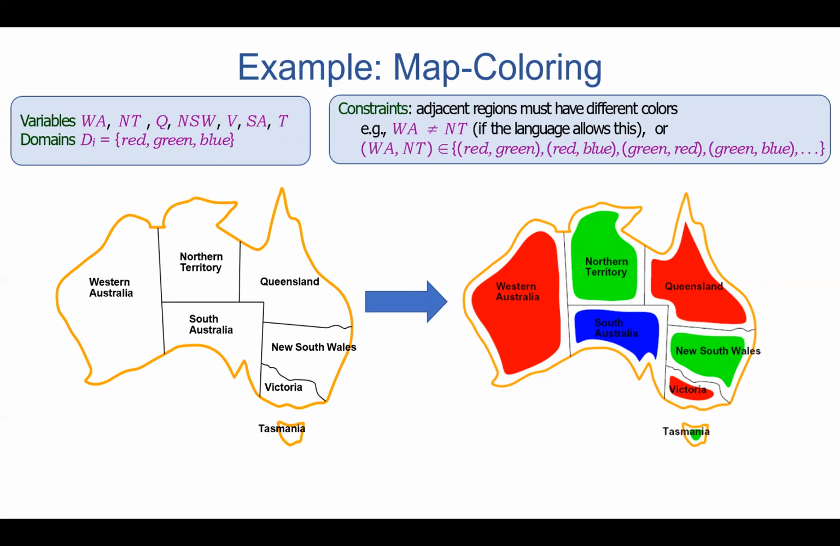First of all, let's talk about the variables and domains that we have. The set of variables can be these different states: Western Australia, Northern Territory, South Australia, Queensland, et cetera. These are the variables that we have. And then the values that can be assigned are going to be different colors. So we have the domain Di with 3 different colors: red, green, blue. Each state can be assigned one of these colors. All right. Then we have constraints.